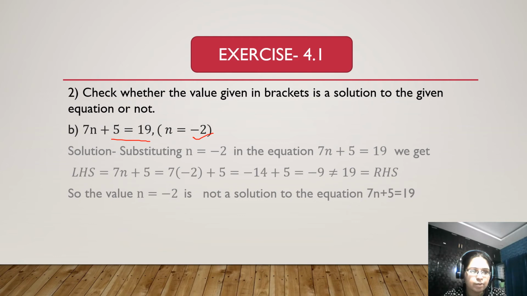Substituting the value of n, that is minus 2, in the equation 7n plus 5 equal to 19, we get: left hand side is 7n plus 5 and right hand side is 19. Left hand side is 7n plus 5, where the value of n is minus 2. 7 multiplied with minus 2 plus 5. 7 multiplied with minus 2 is minus 14. Minus 14 plus 5 is minus 9. Minus 9 is not equal to 19. So the value of n equal to minus 2 is not a solution for the equation 7n plus 5 equal to 19.